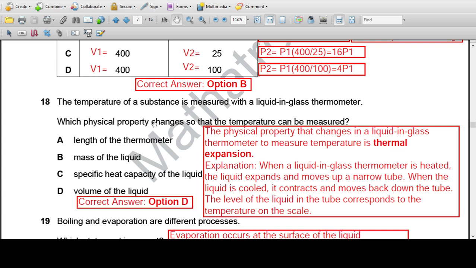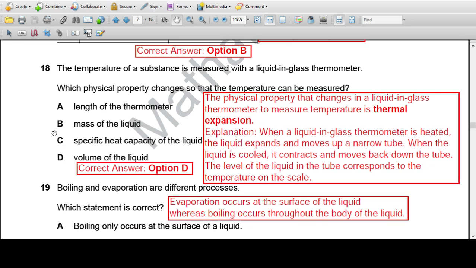Then if we raise the temperature, the volume will increase. If we lower the temperature, then the volume will decrease. So the change will appear in the volume of the liquid. The mass of the liquid will remain constant, and the length of the thermometer will remain constant; they will never change. So option D is correct.